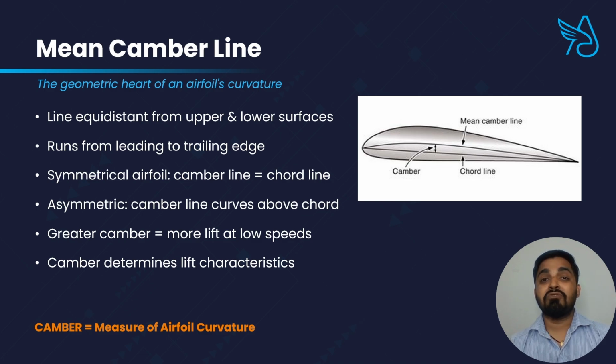More camber means more lift at low speed. Less camber means less drag at high speed. And the aircraft designer chooses the right camber for the right job. For drones and fixed wing UAVs, understanding camber helps us choose the right wing profile for efficient flight.